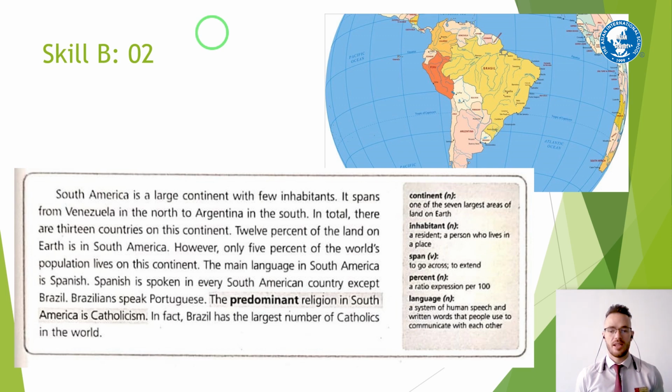Word number 4 is percent. I'm sure you see this around lots. We often use it when we're shopping. We see 50% off, 20% off. Okay. Language, number 5. I would really hope I don't need to define this one for you. A language, a system of human speech and written words that people use to communicate with each other. In fact, not just human speech, sign language would also be considered a language if we were being completely accurate there.